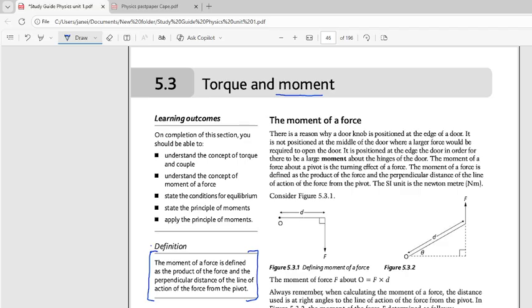And when we look at moments, we're looking at turning effort, how something will turn. And we're going to look at why we say it's perpendicular distance as well. So make a note of what moment is. Give an intro to that in your book, and then we're going to move forward.